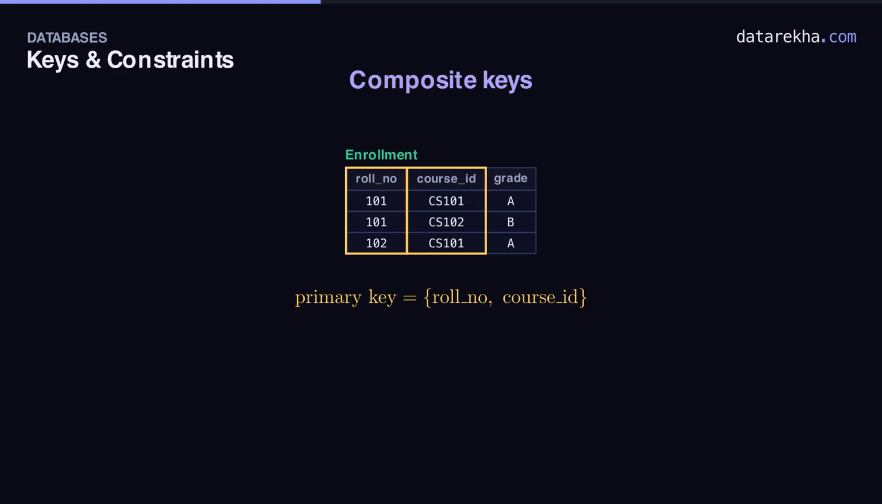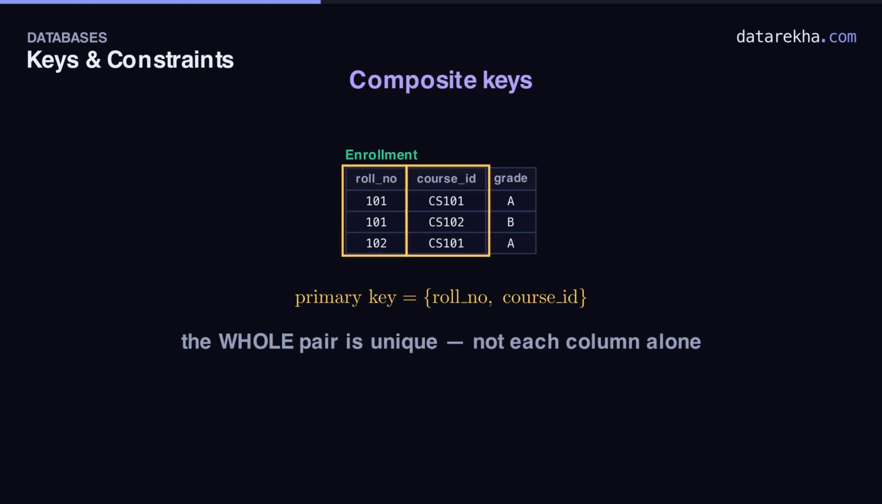A key built from more than one column is a composite key. Here the primary key is roll number and course ID together. One caution to hold on to. It is the whole combination that must be unique, not each column on its own. Composite means together.